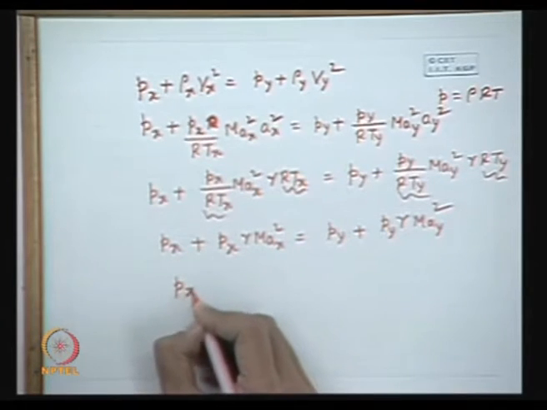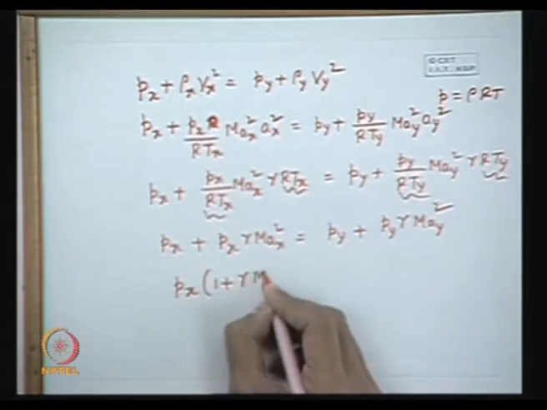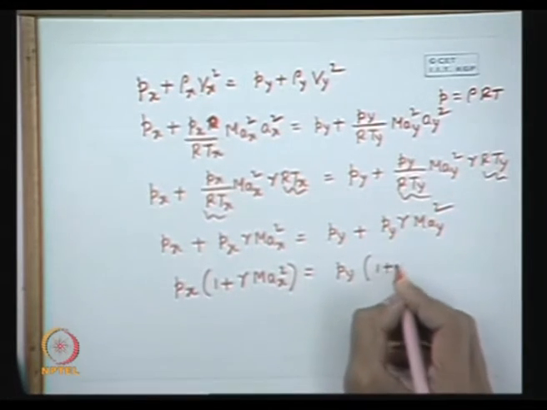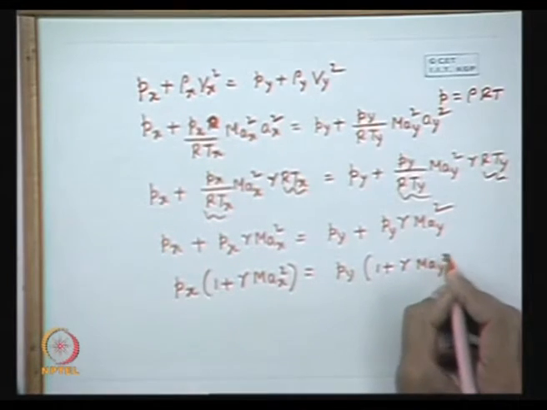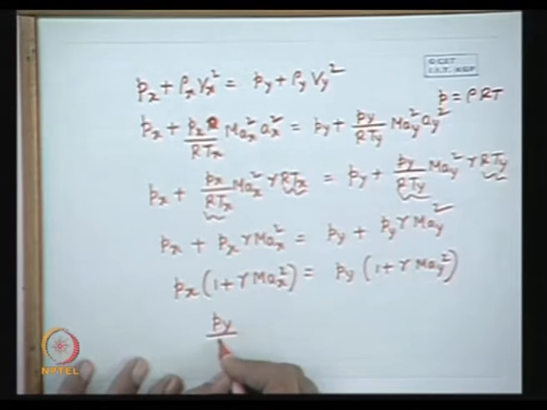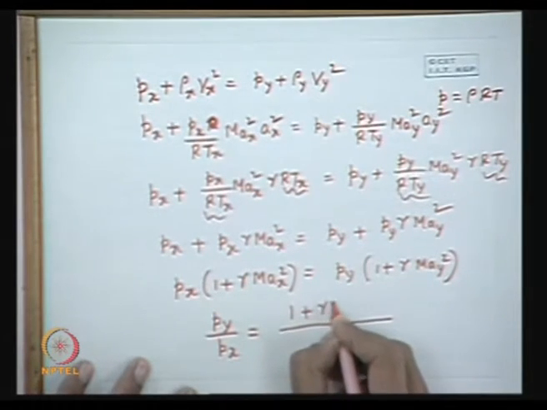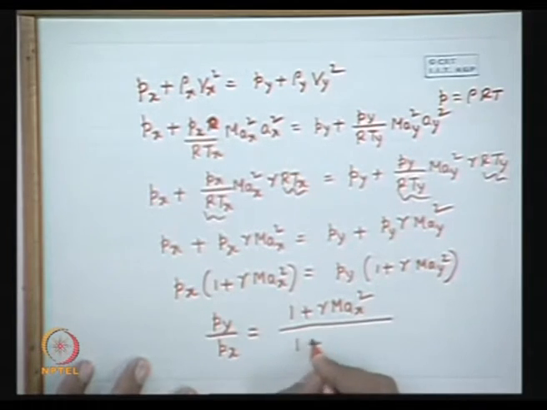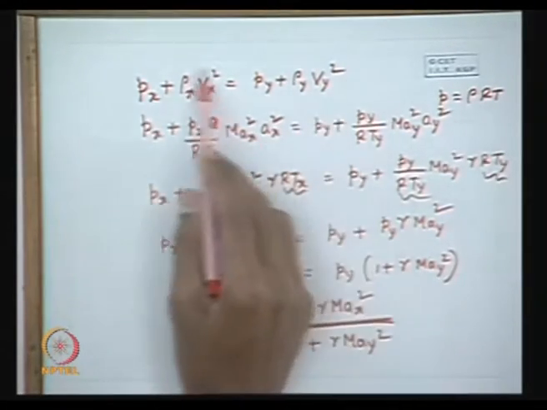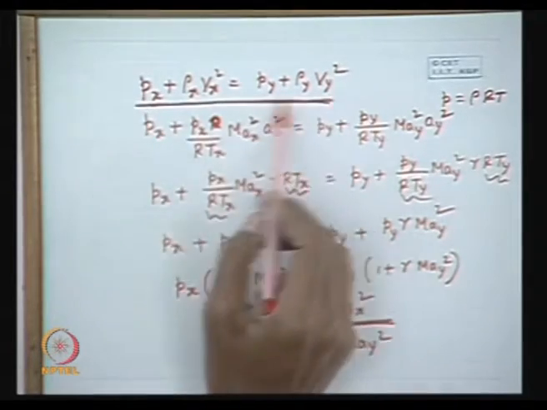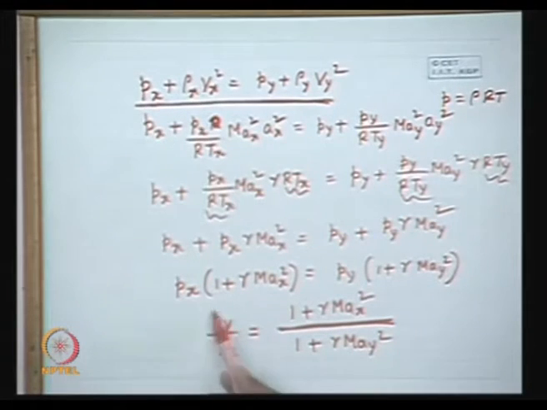That means I can write Px into 1 plus gamma MAx square is equal to Py into 1 plus gamma MAy square. That means from here I get the ratio Py by Px is 1 plus gamma MAx square divided by 1 plus gamma MAy square. That means using the reversible condition, that is the frictionless condition, exploiting the momentum equation, the equation of motion in case of no friction, that means the equality of the impulse function, I can straight away deduce Py by Px in terms of the corresponding Mach numbers MAx and MAy.